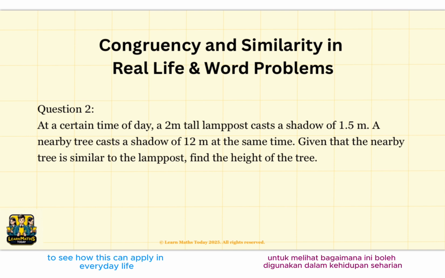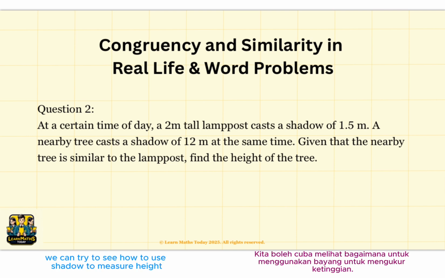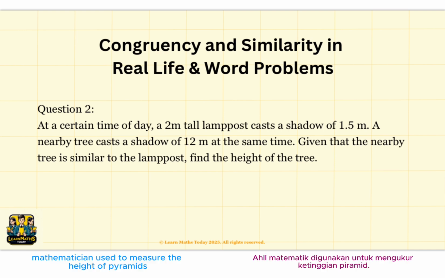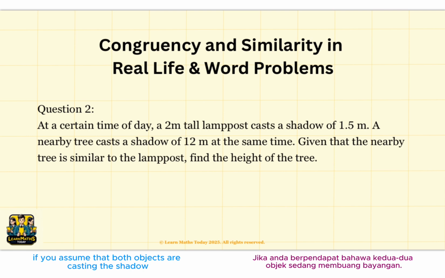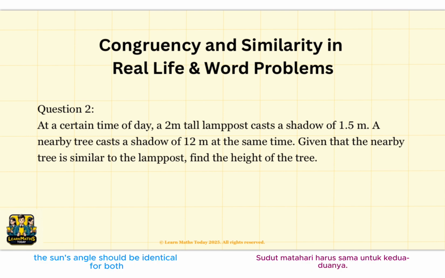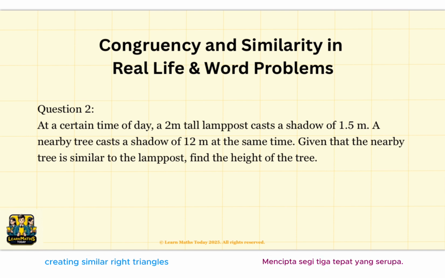Let's do something interesting to see how this can apply in everyday life. We can try to see how to use shadows to measure height. This is similar to how ancient mathematicians used to measure the height of pyramids. The problem tells us that at a certain time of the day, a 2-meter tall lamppost creates a 1.5-meter shadow, whereas a nearby tree casts a 12-meter shadow at the same time. If you assume that both objects are casting the shadow simultaneously, the sun's angle should be identical for both, creating similar right triangles.